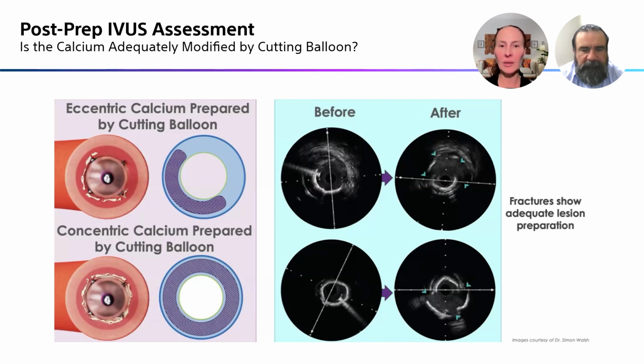But after the use of a cutting balloon, on the after side there, you can see fractures in that calcium, both in the eccentric calcium as well as in the concentric calcium. And this is what you're really looking for on intravascular ultrasound after you use a calcium modifying technique. You want to see that you have actually modified the calcium, because if you haven't, you're not done and you're going to need to pick another device.